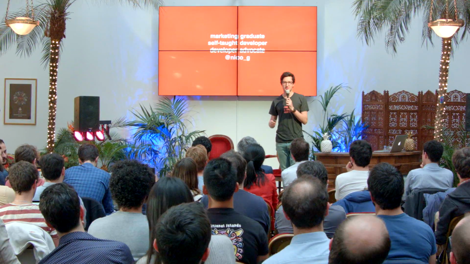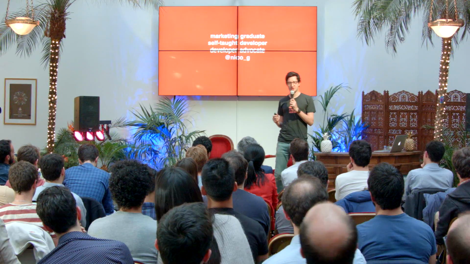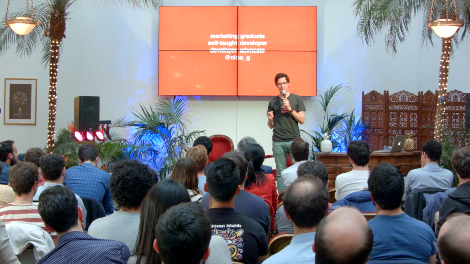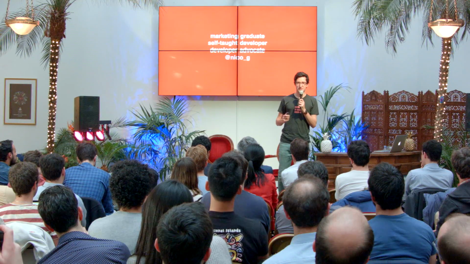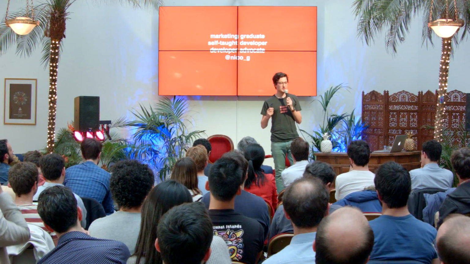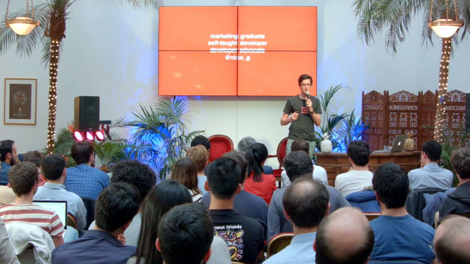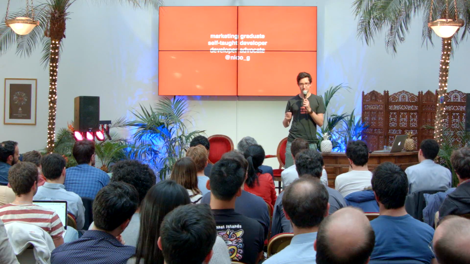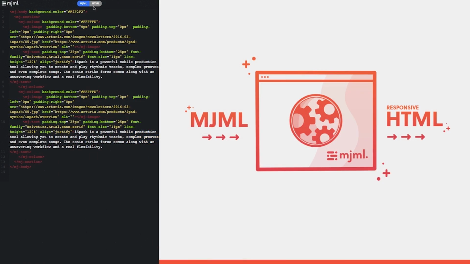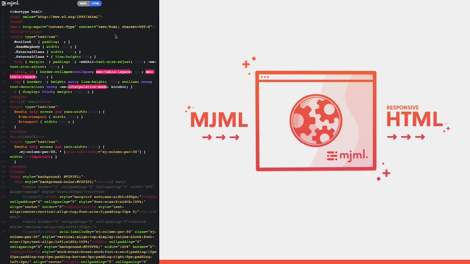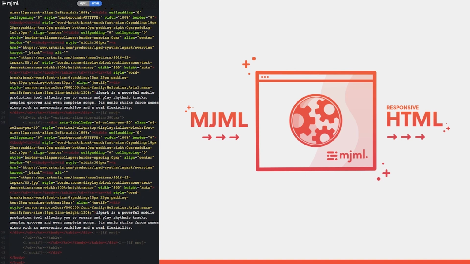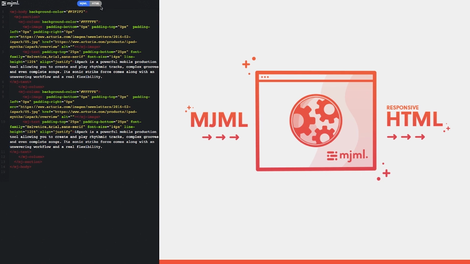So I'm a marketer turned developer, as I self-taught coding while I was studying in business school. Today I'm a developer evangelist at Mailjet. My role is to make sure that developers have the best experience when they're using the Mailjet API and Mailjet tools. Tonight, I want to share what we learned as a team by shipping our first open source framework, which is called MJML.